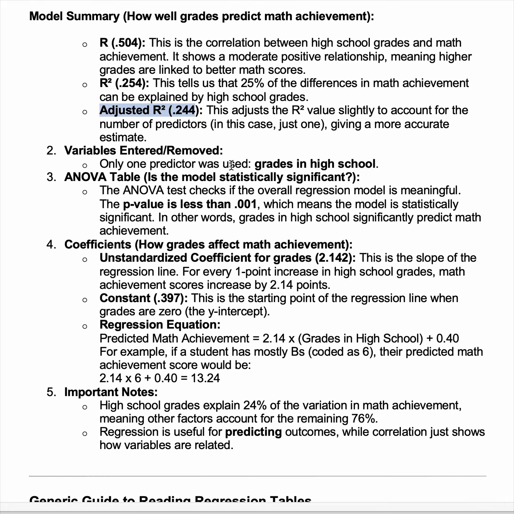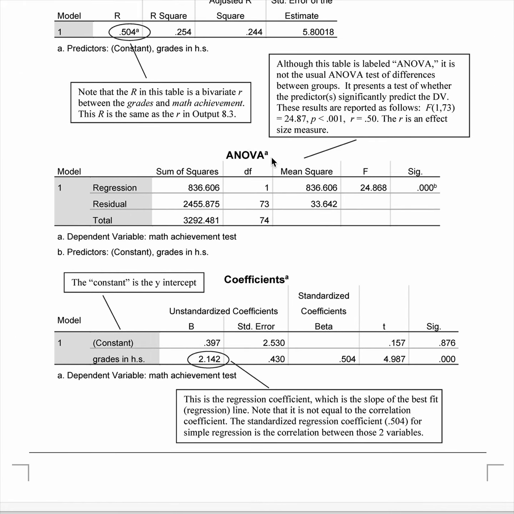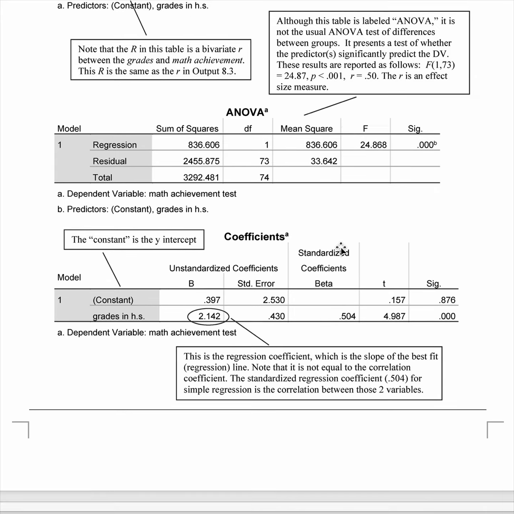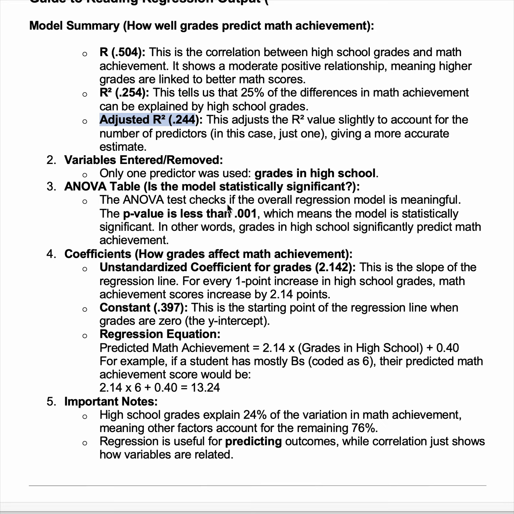We have only one predictor used, and then when I get to that ANOVA table, remember I'm looking at the significance value. If that significance value is less than 0.001, it is statistically significant. If it is greater than 0.05, it is not statistically significant. And again, the correct terminology is that it significantly predicts or it does not significantly predict. So we really need to have that word significantly there.